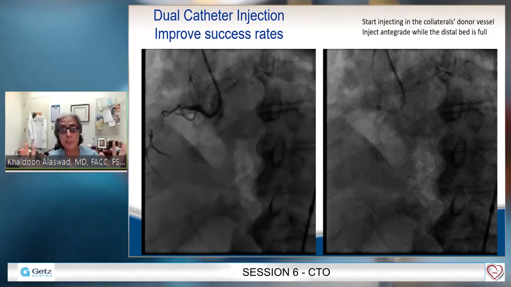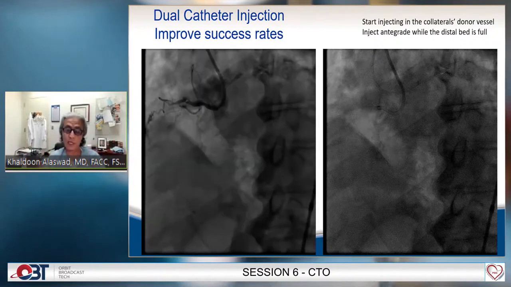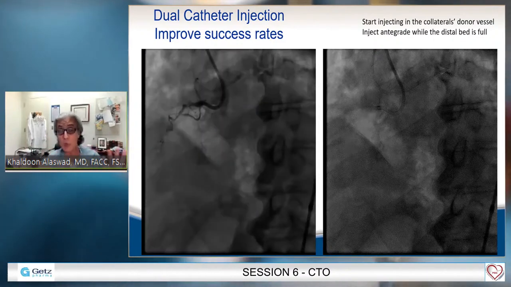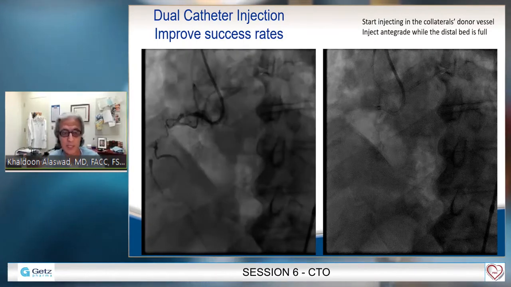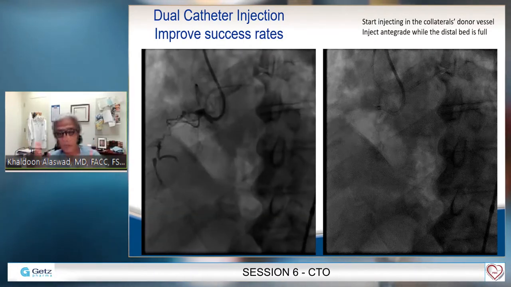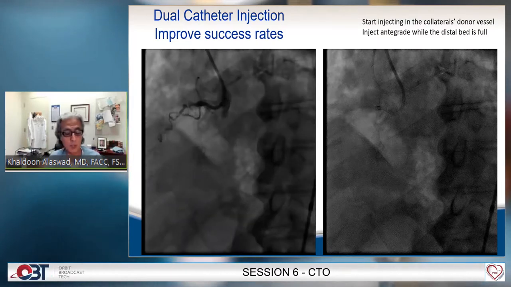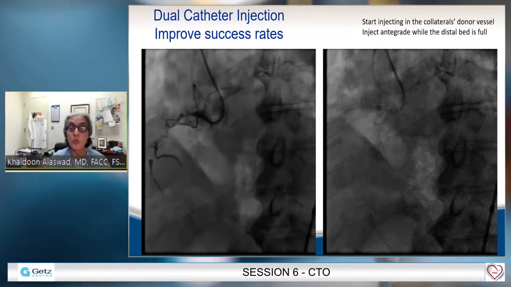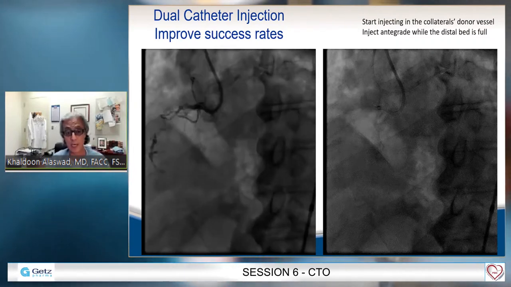Then when you go to do the CTO PCI itself, the most common mistake with the failures I get is that they did not do dual catheter angiography. This is the most common mistake I find. In addition there are other mistakes, like using a 6 French guide for a very heavily calcified artery, or using an EBU 3.5 for an artery that needs an EBU 4. So two guide catheters, please do not overlook that step.